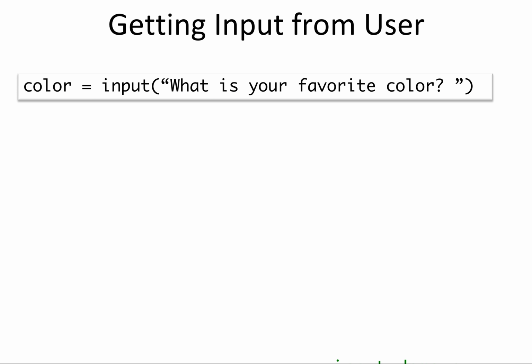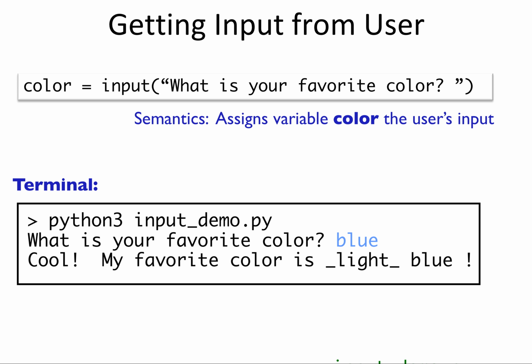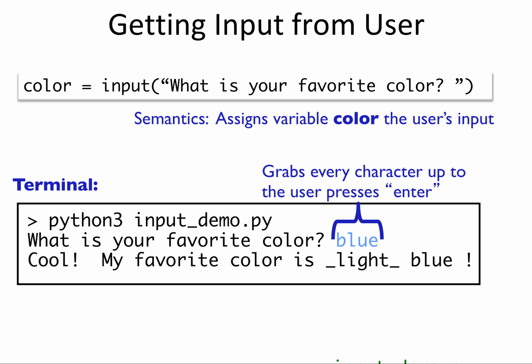Here's another example: color equals input("What is your favorite color?"). The semantics of this statement is to assign the variable color the user's input. For example, as we saw in our demo, if we enter blue, the program responds, cool, my favorite color is light blue. Keep in mind that when we use the input function, it's going to grab every character that we enter until the user hits the enter key or the new line.